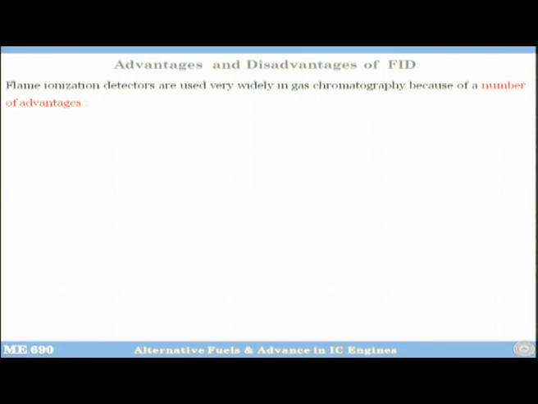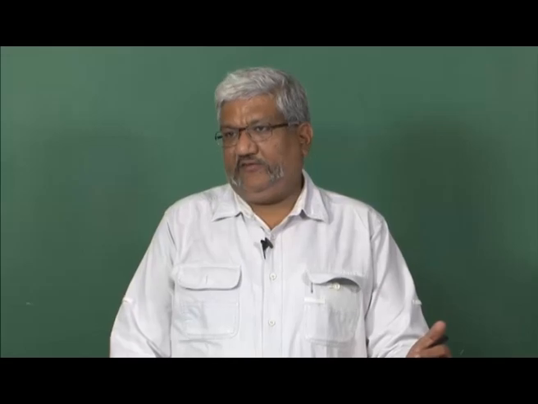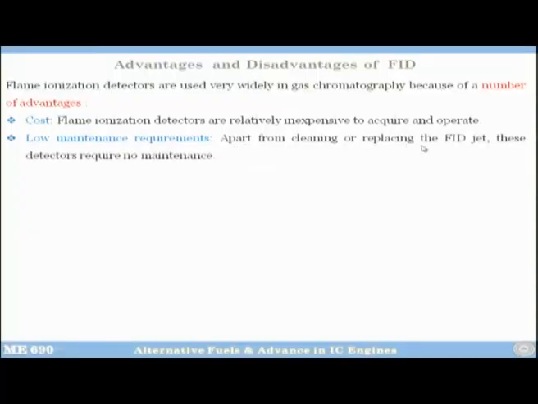Now, let us look at the advantages and disadvantages of FID measurement compared to other measurements. So, one of the first advantages is that FIDs are relatively inexpensive to acquire and operate, not very expensive, about 25 lakhs or so. Low maintenance cost, hardly anything is required. Apart from cleaning and replacing the FID jet, these detectors are practically maintenance free. Okay. So, once you purchase it, it is going to work for you without much trouble for 5-6 years easily.